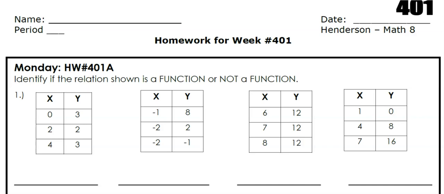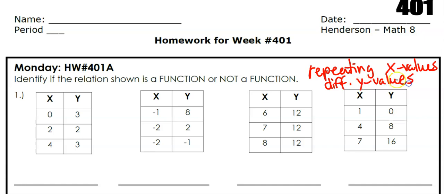In this tutorial, we'll work out the questions on homework number 401. The first section asks you to identify if the relation shown in the table is a function or not a function. So what we're looking for here are repeating x values with different y values. All right? So it's okay to repeat an x value, but not if it has a different output. So you want to make sure that you're looking for both of those things.